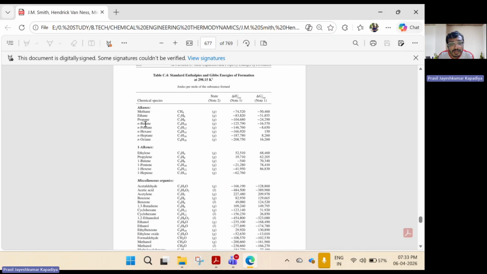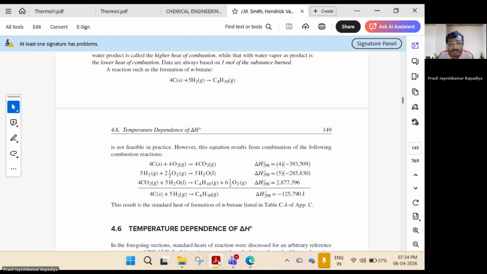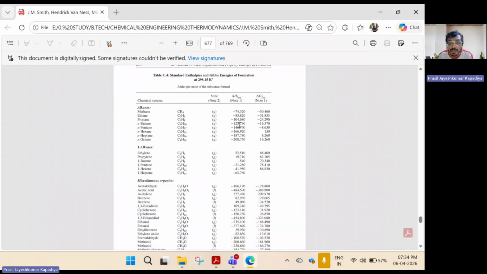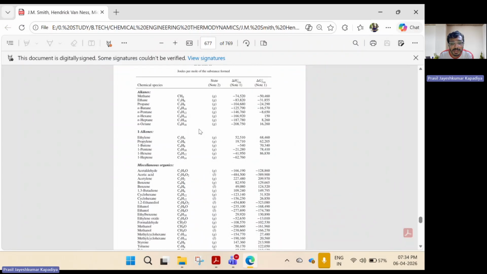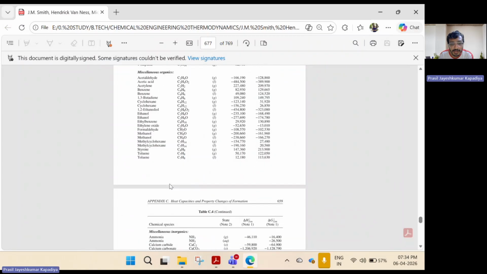So see, for butane, minus 12579. So this is the heat of combustion and this is the standard heat of formation.